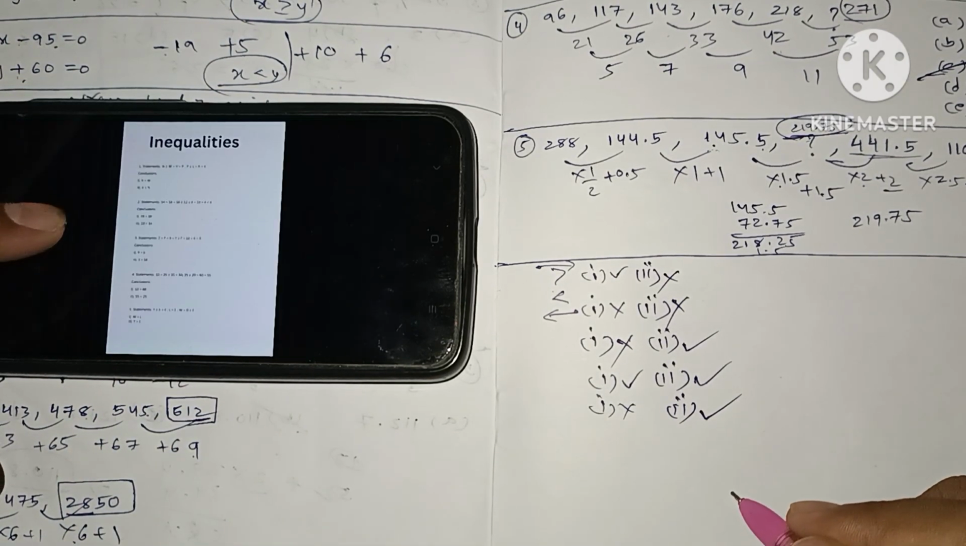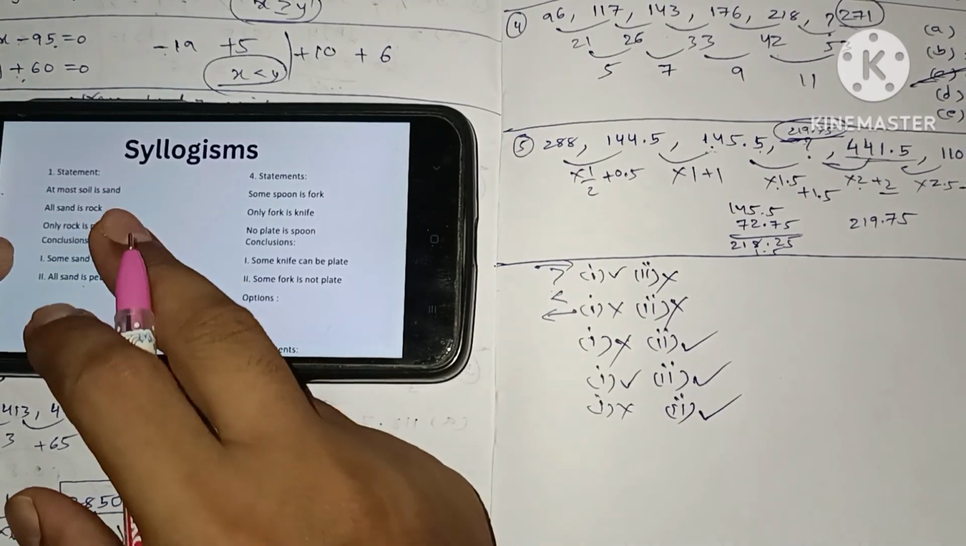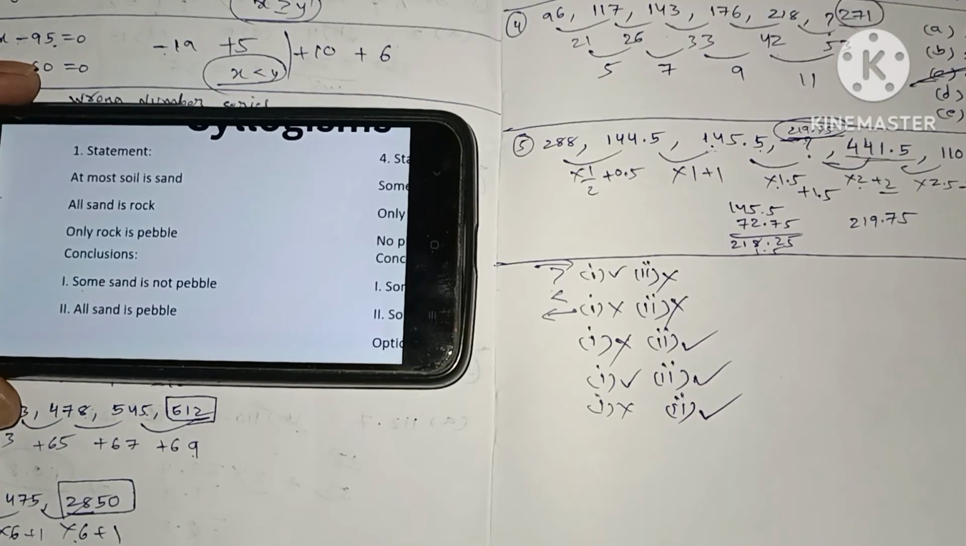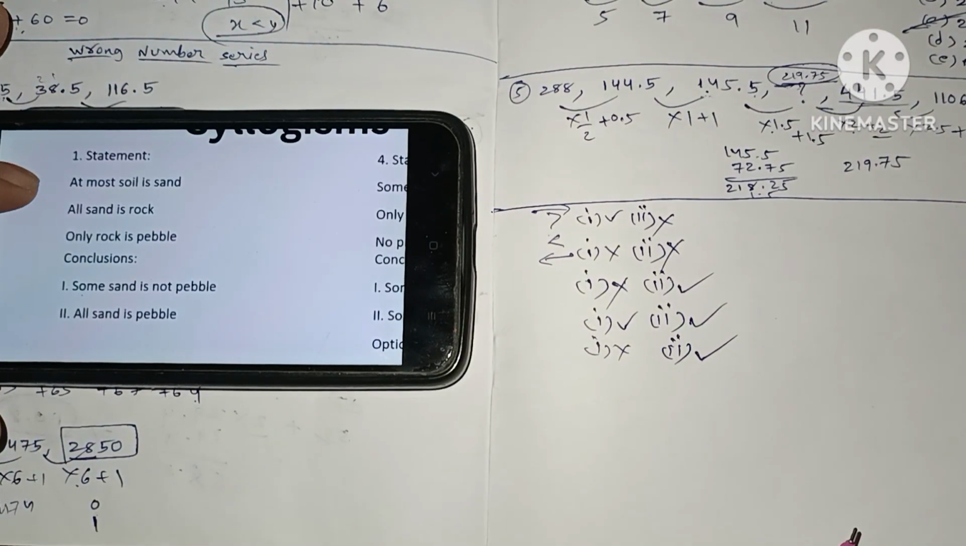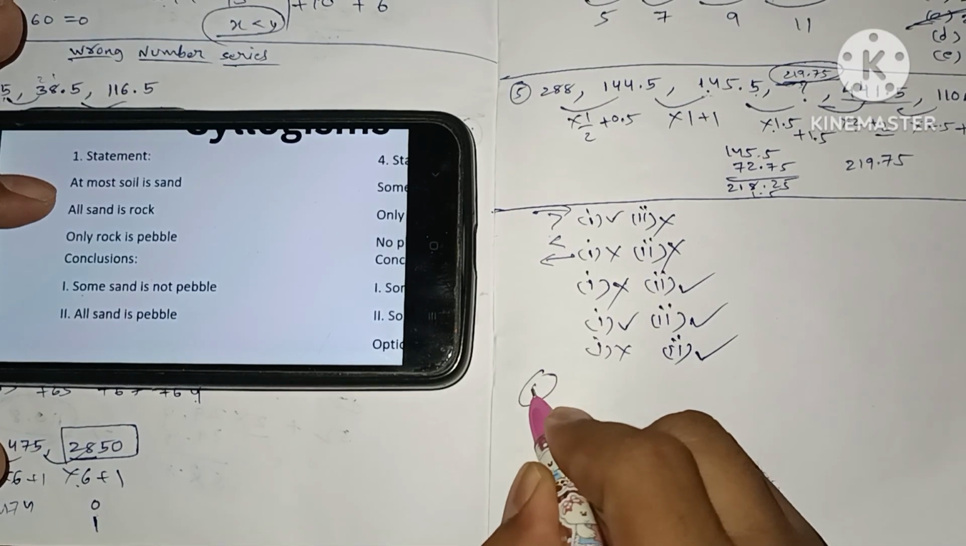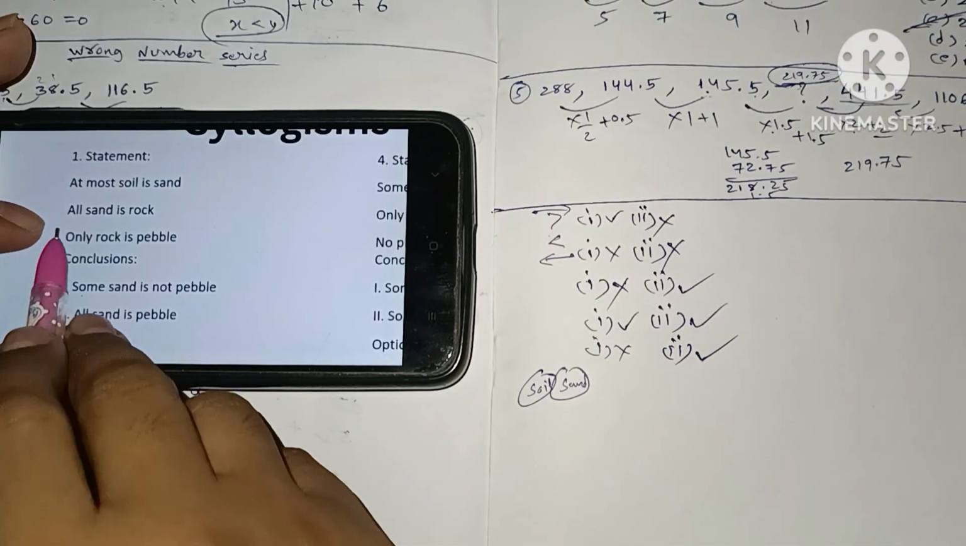Now we are going to see syllogisms. Okay, syllogisms. First question, at most soil is sand, means maximum soil is sand. Maximum means not 100%, it is some. So some soil is sand. Next, all sand is rock.